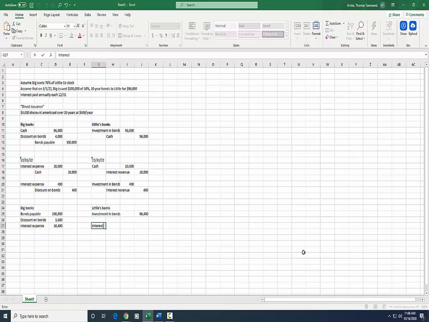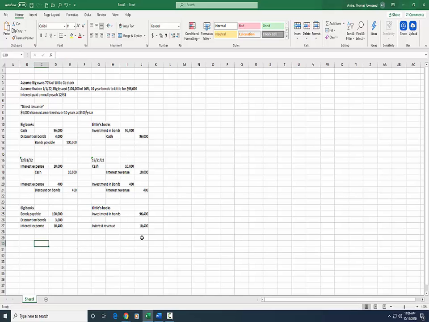Similarly, interest revenue, $10,000 plus $400, $10,400. So again, we have a mirror image where the borrower has interest expense, the lender has interest revenue. Again, we need to make it appear as though these bonds don't exist from a consolidated standpoint. We've got to get rid of all this stuff.